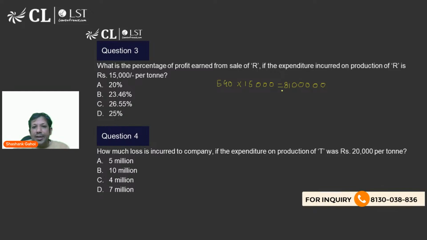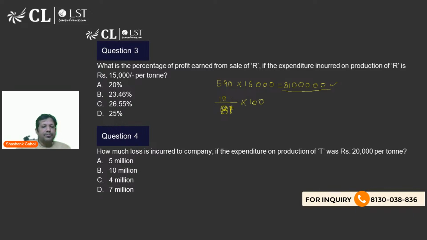Right. So basically, what is my cost? That is 81 lakhs. What is my sale value? That is 1 crore. What is my cost? 81 lakhs. So what is my profit amount? That is 19 lakhs. Over what is my cost? 81 lakhs. So what is my profit percent?